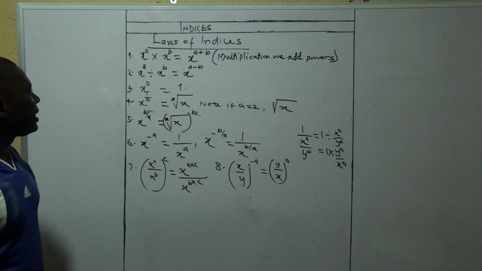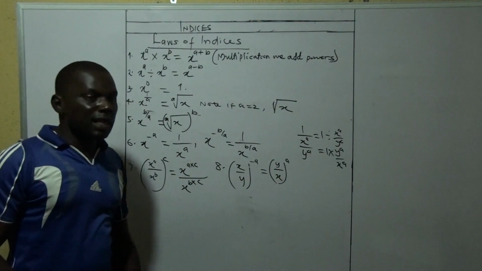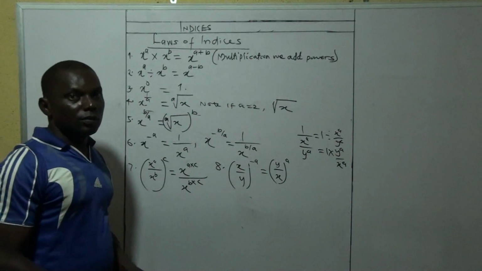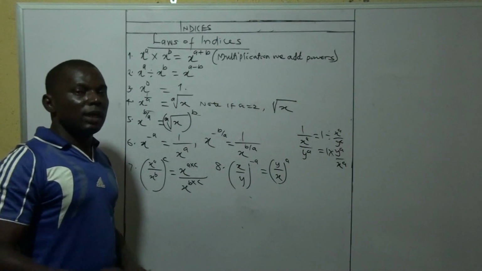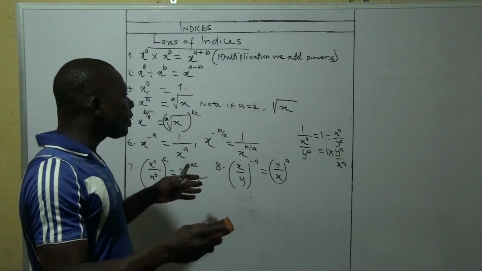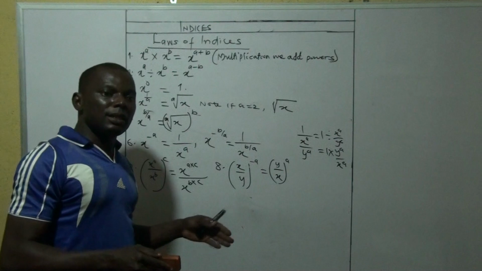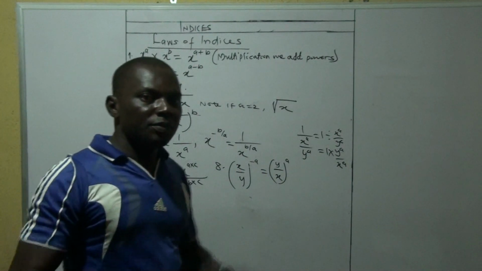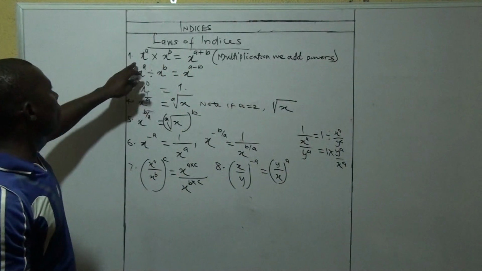So these are some of the laws. These are the ones that are very key to the operations of indices. So in this class we take some few examples, and in our previous class on this we will come up with more of these operations of indices. So the first law here, we have known it.